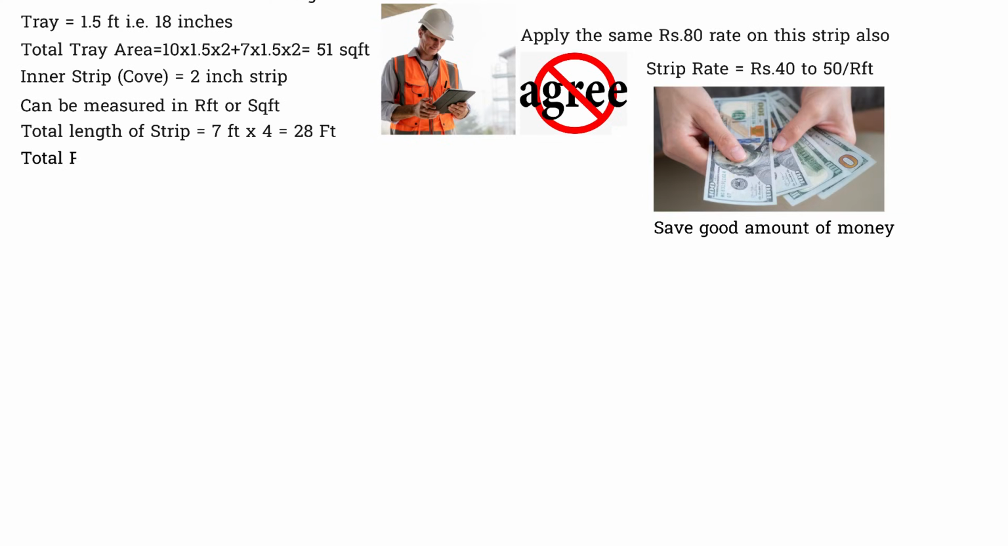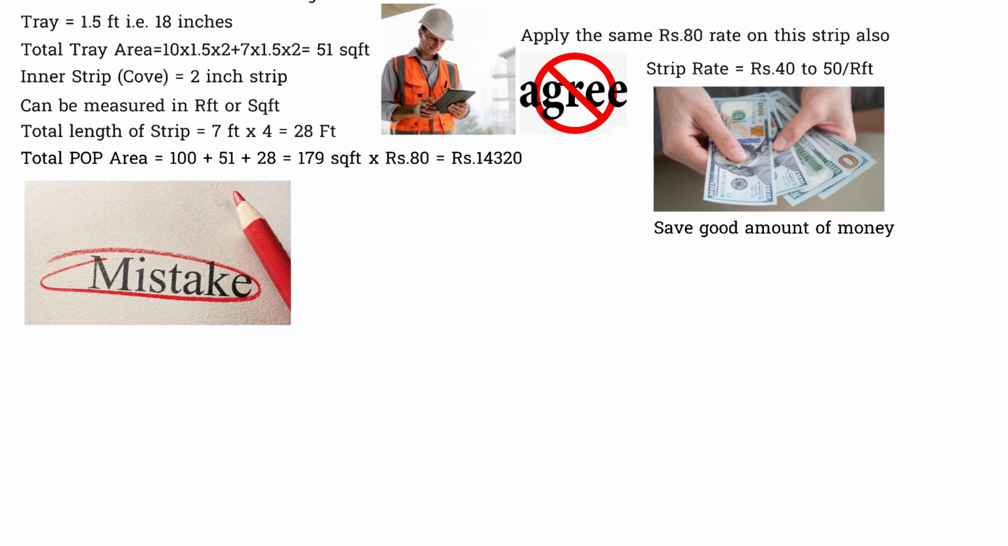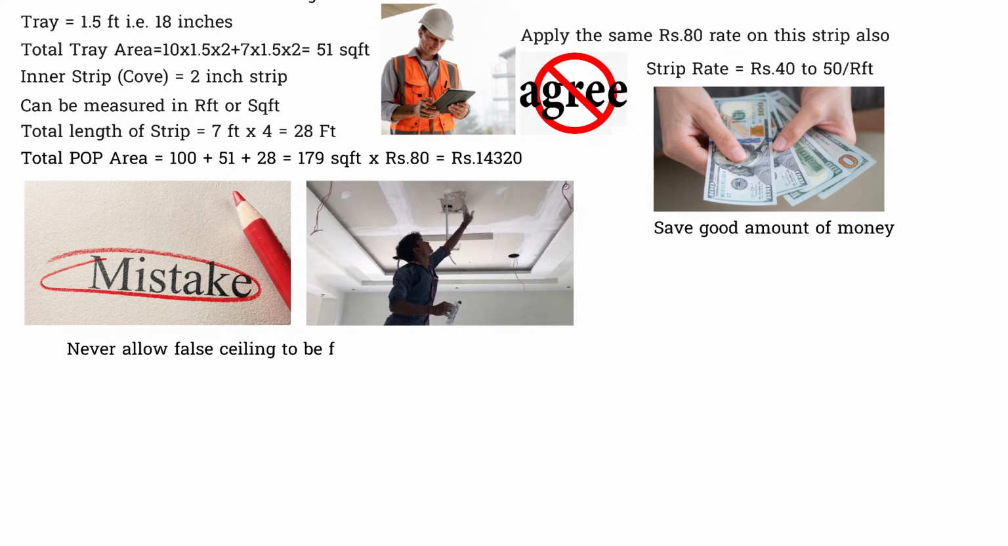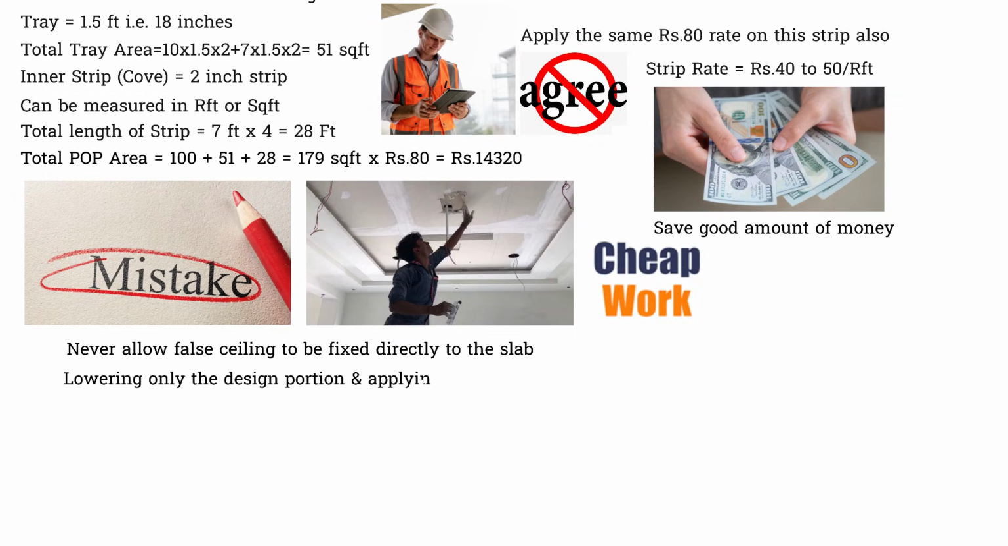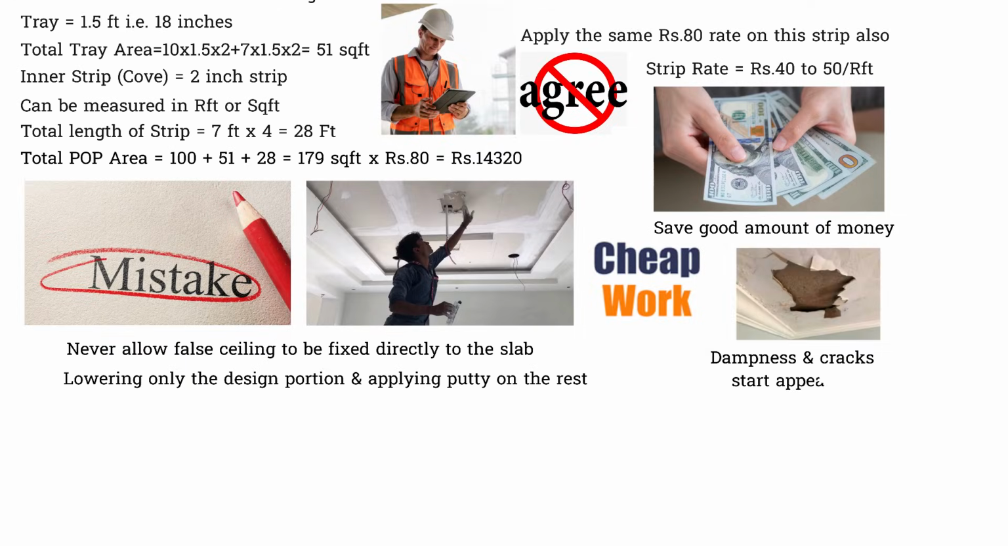So total POP area is equal to 100 plus 51 plus 28 is equal to 179 square feet. The rate of POP false ceiling is 80 rupees per square feet. So the amount is 179 into 80 is equal to 14,320 rupees. One very important mistake: never allow false ceiling to be fixed directly to the slab. Some people do cheap work by lowering only the design portion and applying putty on the rest. Later, dampness and cracks start appearing.